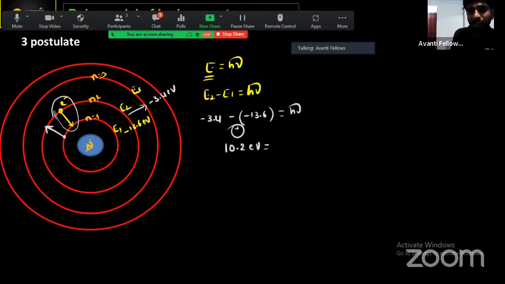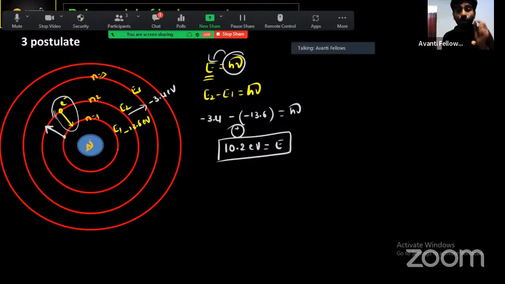h nu is nothing but E. It means the energy you need to supply to jump an electron from energy level 1 to energy level 2 is 10.2 electron volt. Only then will the electron jump from the first energy state to the second energy state. This is the postulate given by Bohr as the third one.